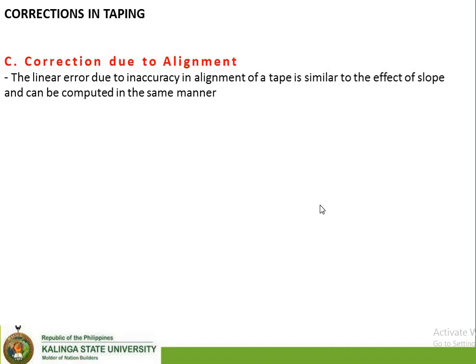Ano ang alignment? Di ba, as I've directed you during our Google Meet, kapag ginawa ninyo yung laboratory exercise, inuulit-ulit ko sa inyo na dapat straight line pa rin, huwag kayong mag-incline kasi may effect yun doon sa pag-measure ninyo ng horizontal distance. Now, on how to take account itong correction due to alignment, the same siya doon sa equation na ginawa natin doon sa correction due to slope.